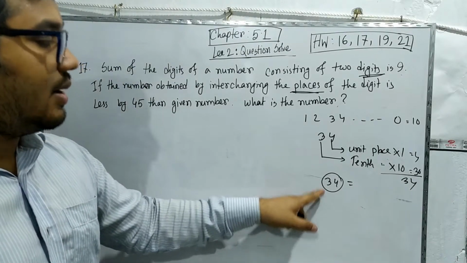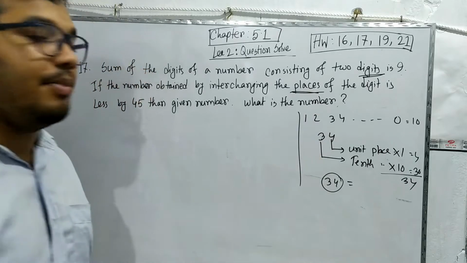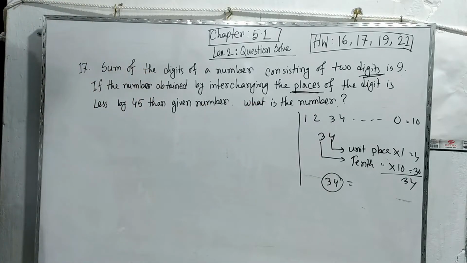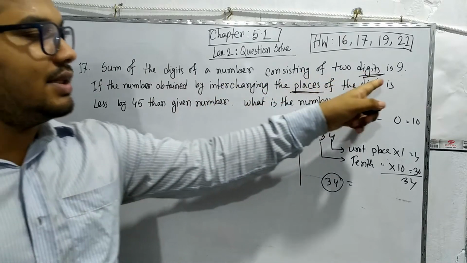So this is the number, this is the place, and these are the digits. It's a very, very important basic for this maths. Okay, so here it is talking about the sum of the digits of a number consisting of 2 digits is 9.